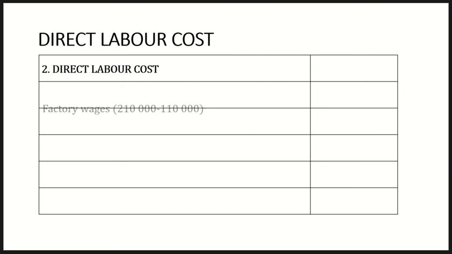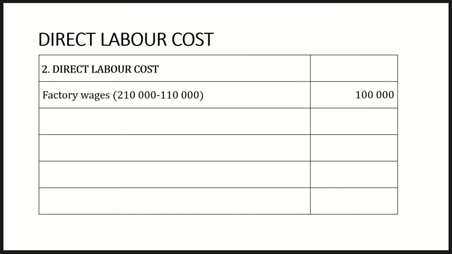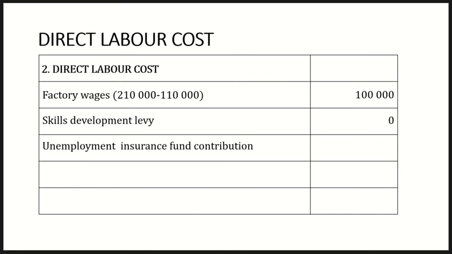And for direct labor, it's simply the direct labor that belongs to the factory, which was 100,000. You would add skills development levy if you had one. You would add unemployment insurance fund. You add only contributions. Medical aid contributions and every contribution. Then you add the medical aid contribution as I've just specified, and it gives you your direct labor. Your total direct labor in this case is simply 100,000. Let me just write these down.